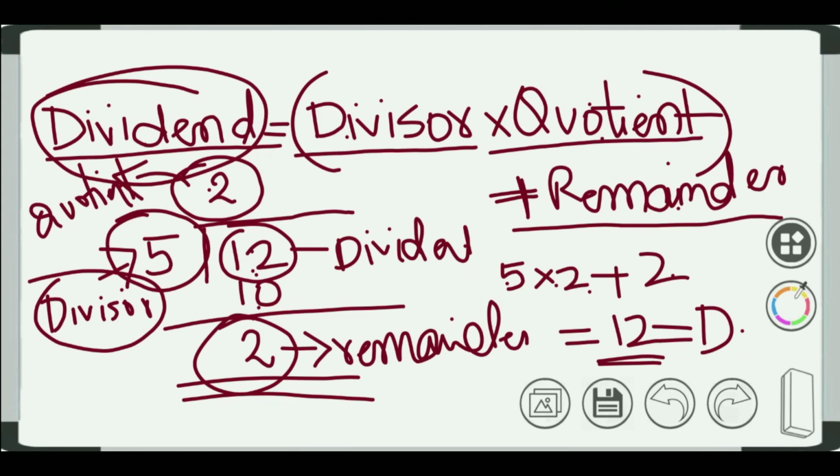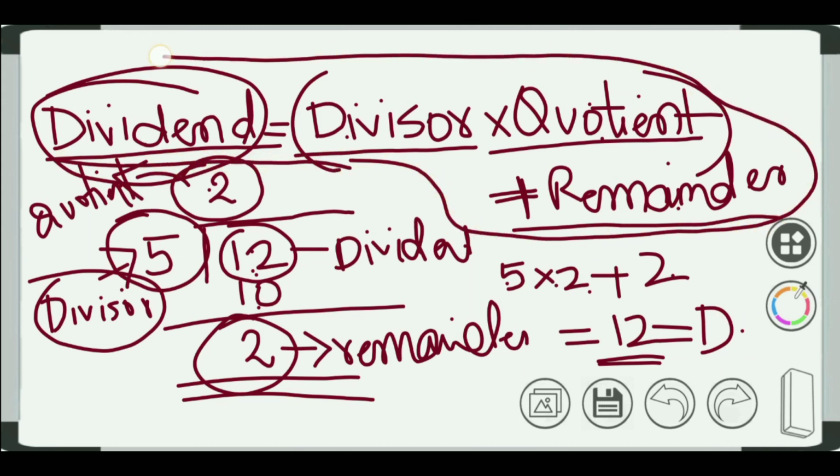So this is a small portion of this chapter. You should note it down: dividend is equal to divisor into quotient plus remainder. Suppose they give a 1 mark question where they give the dividend, divisor and quotient and you need to find the remainder, or they give the remainder, quotient and dividend values and you need to find the divisor. For that you can use this formula. Okay, so you can note it down. So this is a small summary of chapter 2, polynomials. That's all.